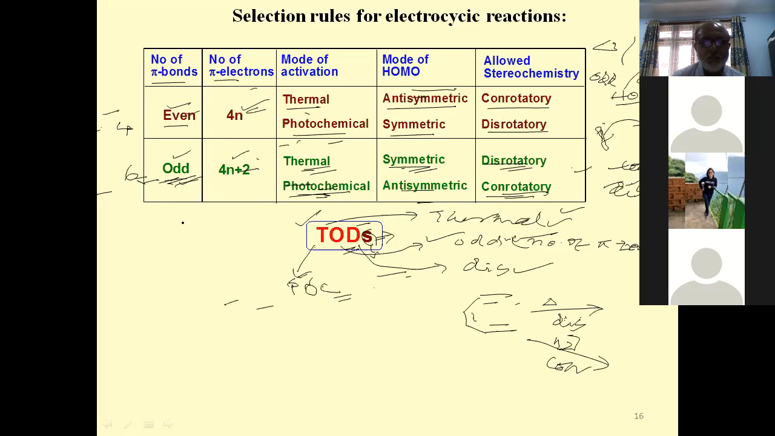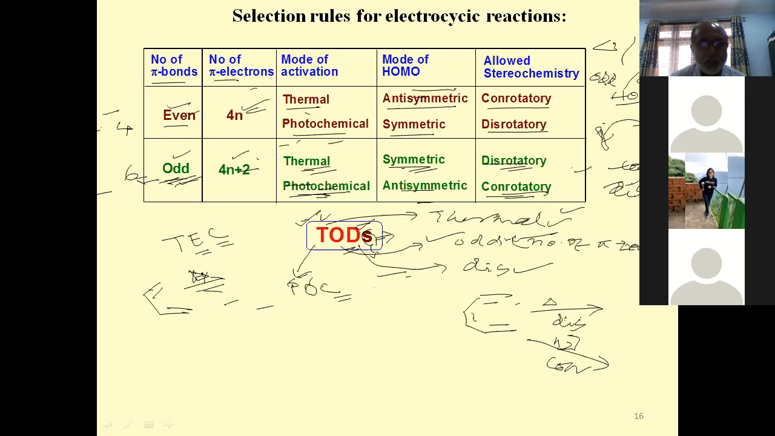Again, let us make it thermal, let it remain as it is. Any one you change. Suppose you change odd to even. So this will change to con. So thermal, even number of pi bonds, this will become conrotation. So let us take one even example. So this is even, this even number of pi bonds.